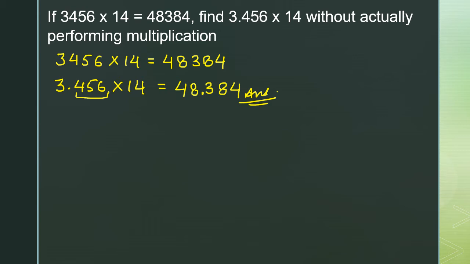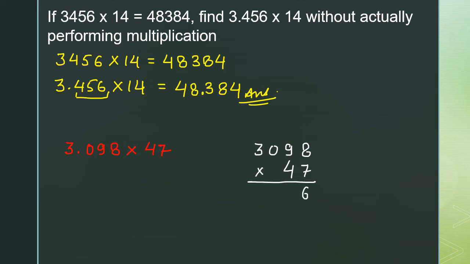Now if we have two numbers 3.098 and 47, and we have to find out the product of these two numbers. So what we will do, we will first multiply them as whole numbers. So 3098 and 47. We will multiply them as we do multiplication of whole numbers.